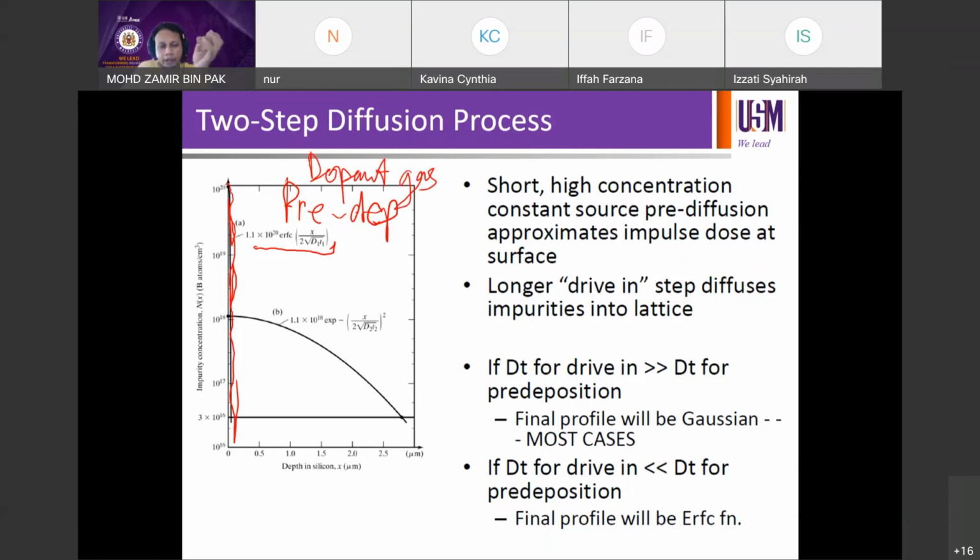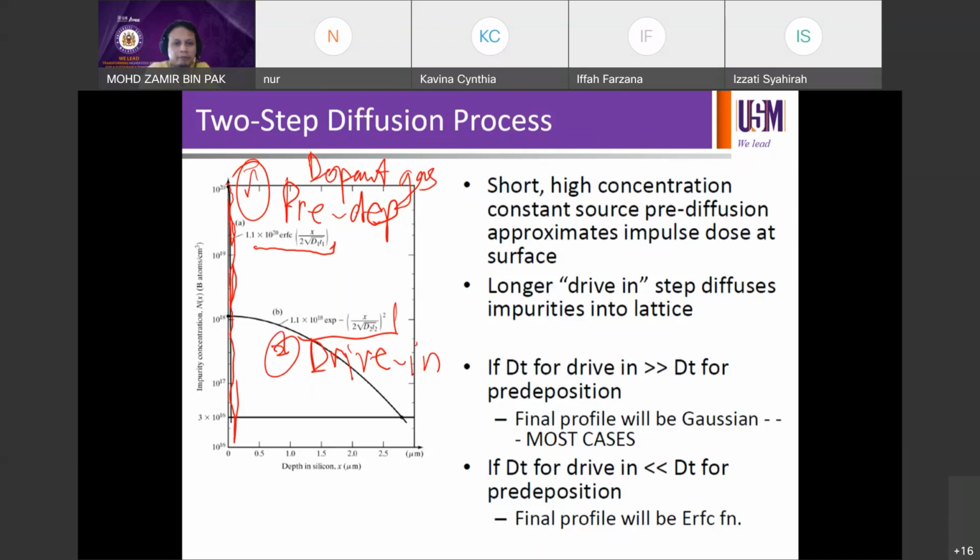So when you start your driving step, the second step, okay, pre-dep was your first step. When you start your drive-in, it will take the Gaussian profile. So remember, the pre-dep will take error function profile, and the drive-in will take Gaussian profile. Okay, so with the drive-in, you don't have any more dopant gas coming into the tube, and there's no new supply of dopants. So you just drive whatever you have on the surface into silicon.